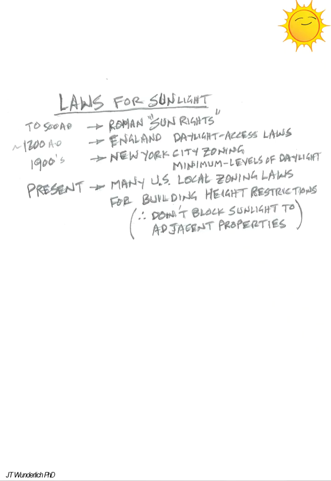Now, throughout time, it's not a new thing that we're worried about the sun. In the Roman times, they had sun rights, actually laws for that. In England in 1200 A.D., daylight access laws, 1900s, New York City zoning, and then presently there's many rules, regulations, zoning laws, building ordinances, mostly the zoning, restricting sunlight from adjacent properties from being blocked.